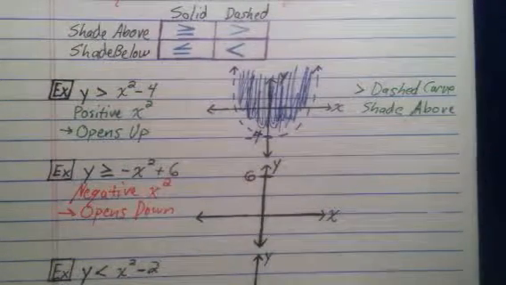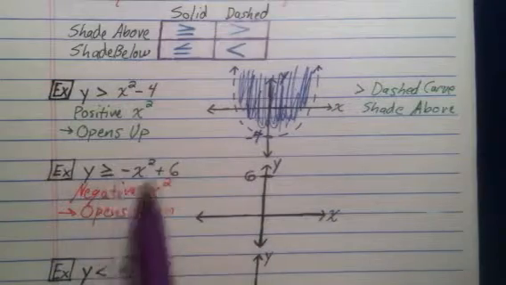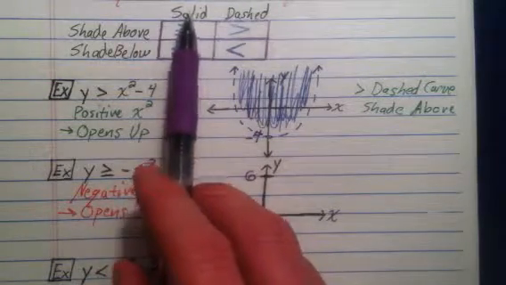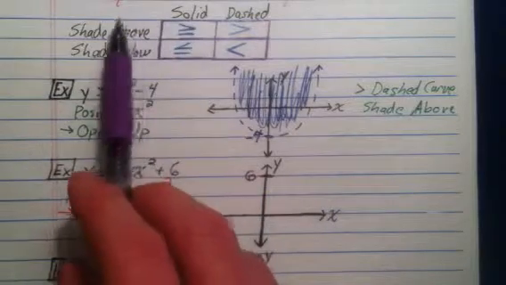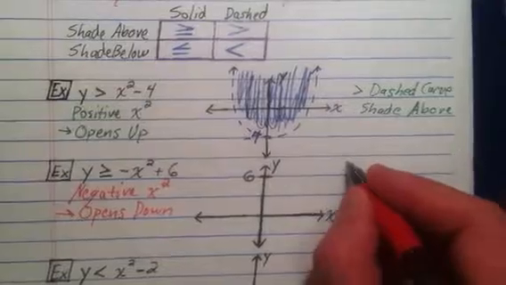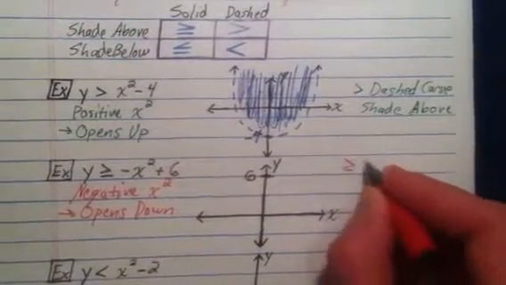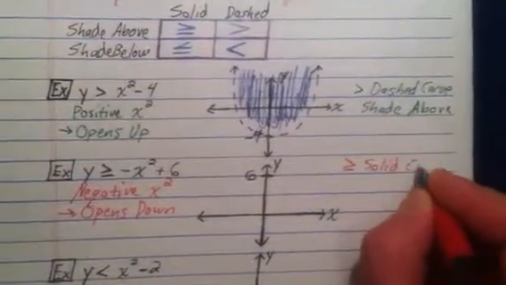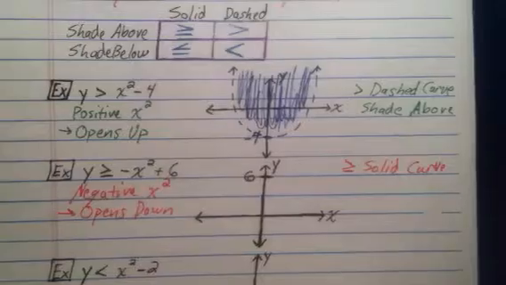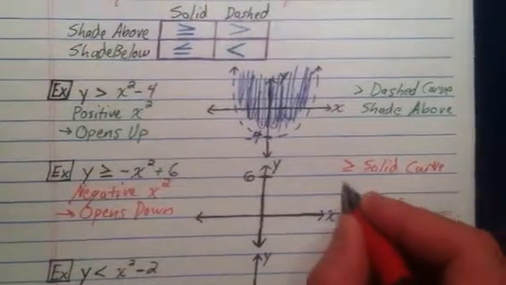Then we look at the inequality symbol to determine whether to draw a solid or dotted line and whether to shade above or below. It's a greater than or equal to symbol, so coming back to our chart, that tells us to make a solid line for our parabola, a solid curve, and shade above. So it's going to be a solid curve, and we're going to shade above.